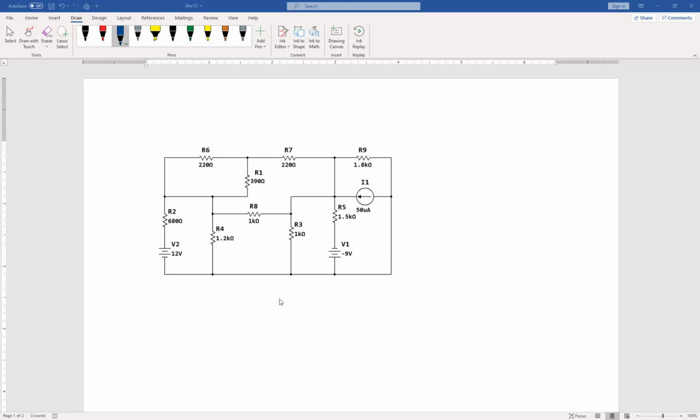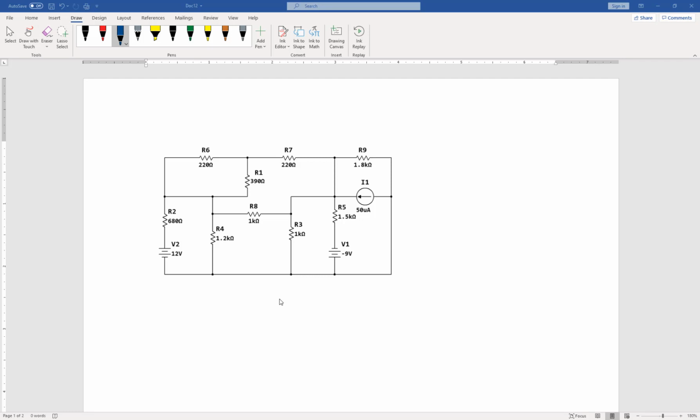Okay, so here's another example using nodal analysis. So this is a more complicated circuit, obviously. We're going to find that this has 3 nodes. So let's just get started going through the procedure.